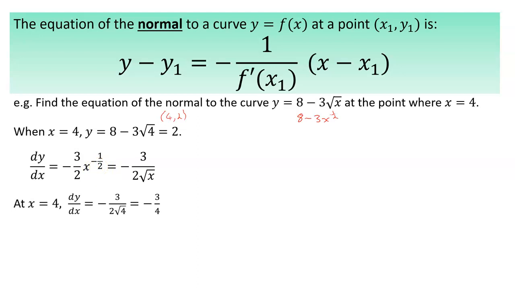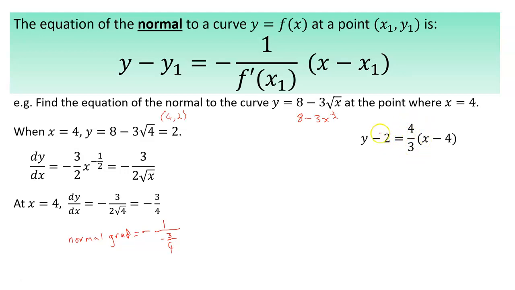So at x equals 4, dy by dx equals negative 3 over 4. So that means the gradient of the normal is negative 1 over negative 3 over 4. And obviously that simplifies, that's where the 4 over 3 comes from.